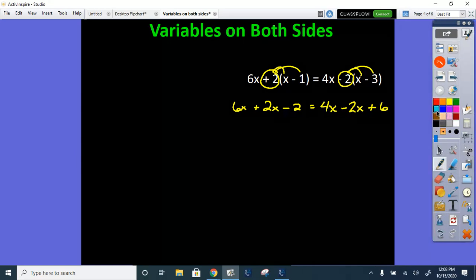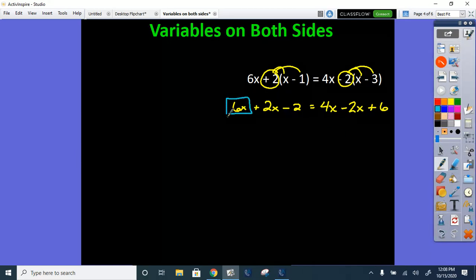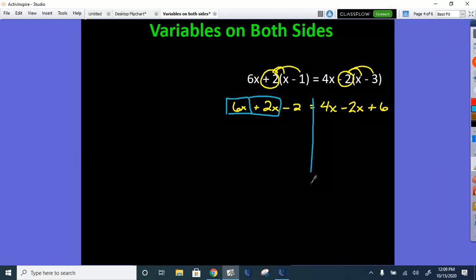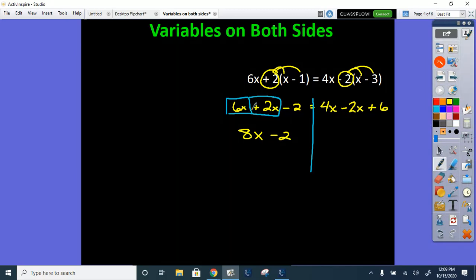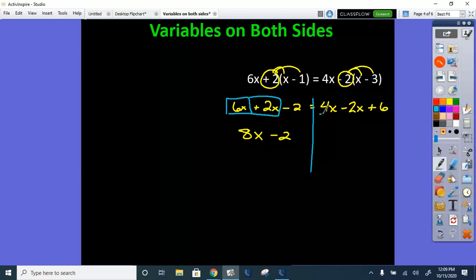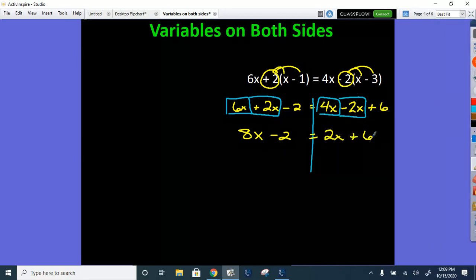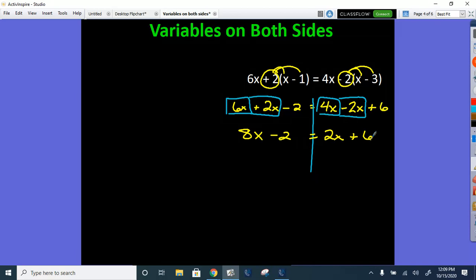Now it's a case of combining like terms on each side. I have 6x and 2x. If you notice, this is why I split my equal sign here. I split my sides, so I know I have 8x on one side, so I have 8x minus 2. On the other side, I can't combine these with my 8x because they're not on the same side yet. So I have 4x and negative 2x, and that becomes 2x. Then just drop down the plus 6. And now we can go into moving our variables.